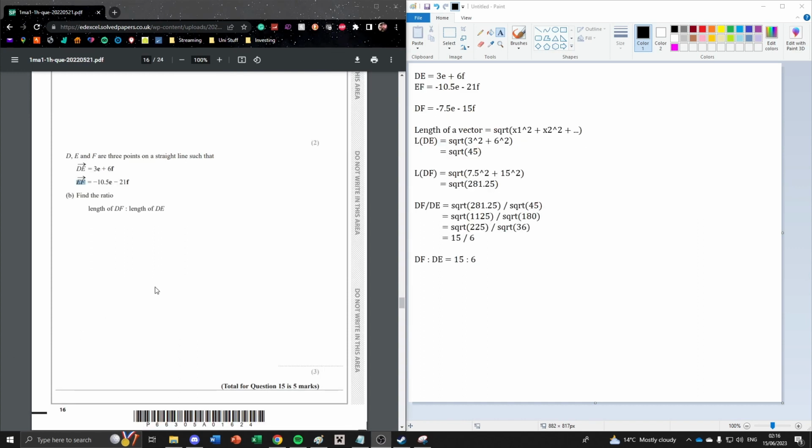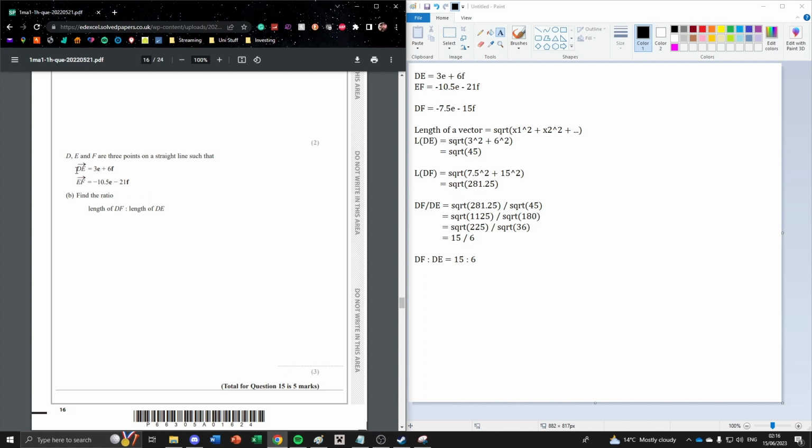So part B goes in a slightly different direction, where we're told that D, E, and F are 3 points on a straight line, such that the vector from D to E is equal to 3e plus 6f, and the vector from E to F is equal to minus 10.5e minus 21f. And we're asked to find the ratio between the length of the line DF and the length of the line DE. Now, the important thing to realize immediately is that we're not given the vector DF. So what we have to do is calculate that ourselves.